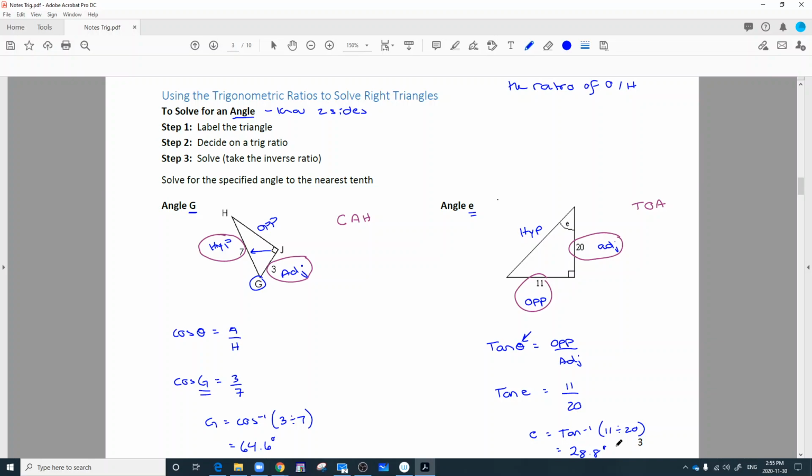The next video will be about how to solve for a side when you're given an angle and another side.